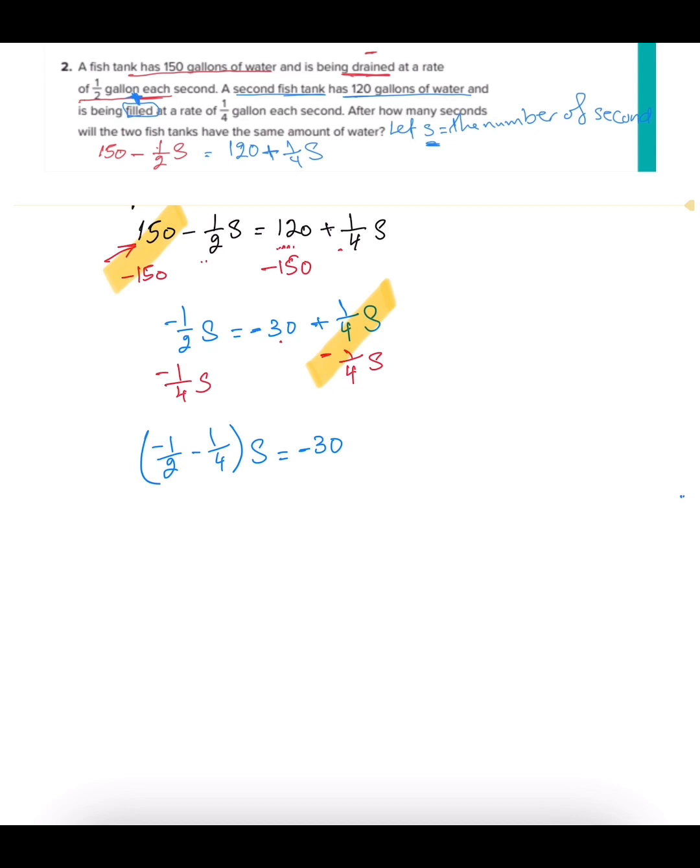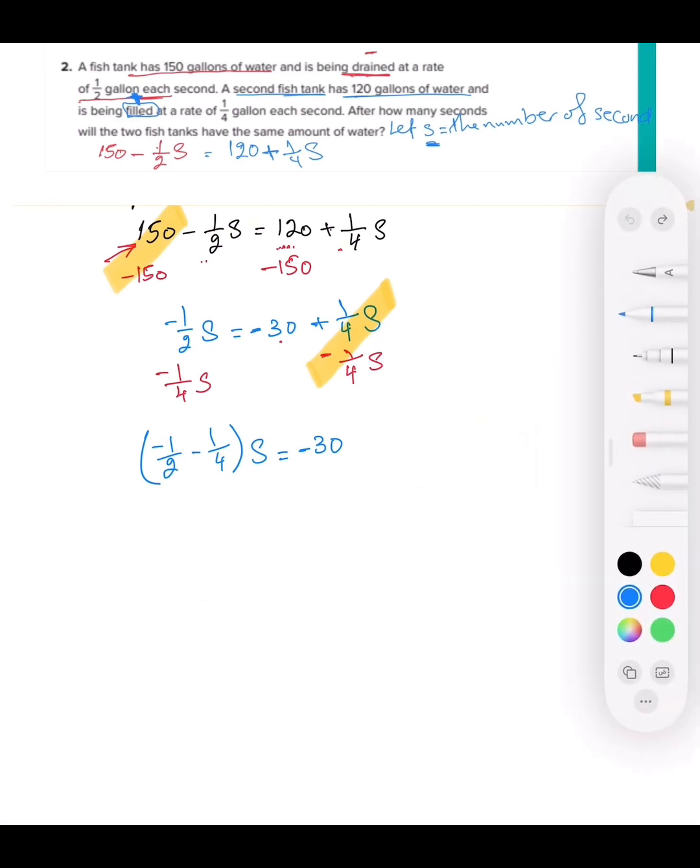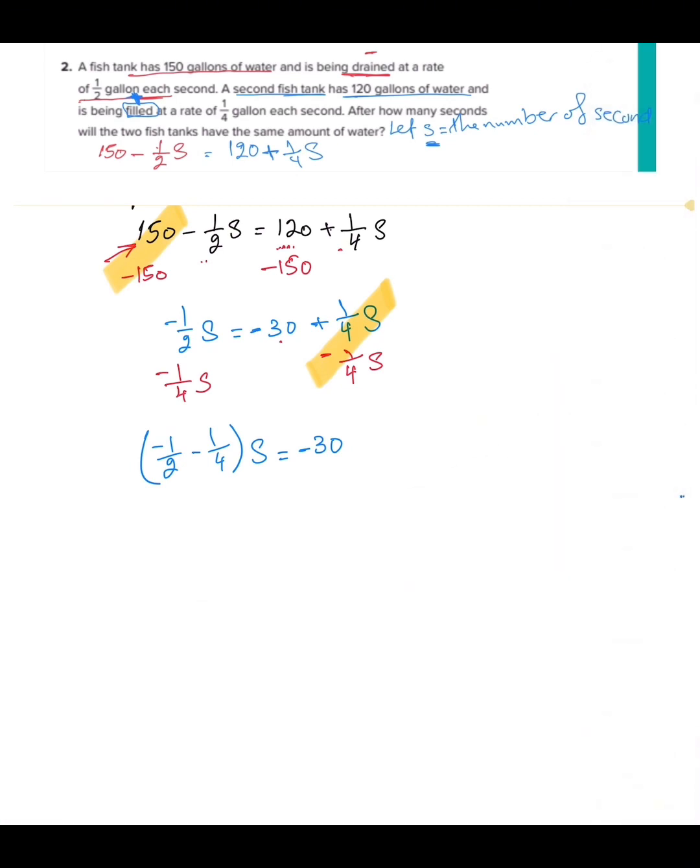Okay, so here we have fractions. As we said, fractions must have the same denominator, so we multiply by 2 on top and bottom: minus 2/4 minus 1/4, both with s, equals minus 30. Minus 2 minus 1 is minus 3, so minus 3/4 s equals minus 30.